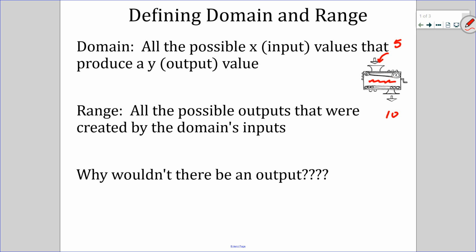The range of a function is all the possible outputs. So what is this machine actually spitting out? What I'm going to look at first is why wouldn't there be an output? Why would there be something in here that it doesn't spit an output for?